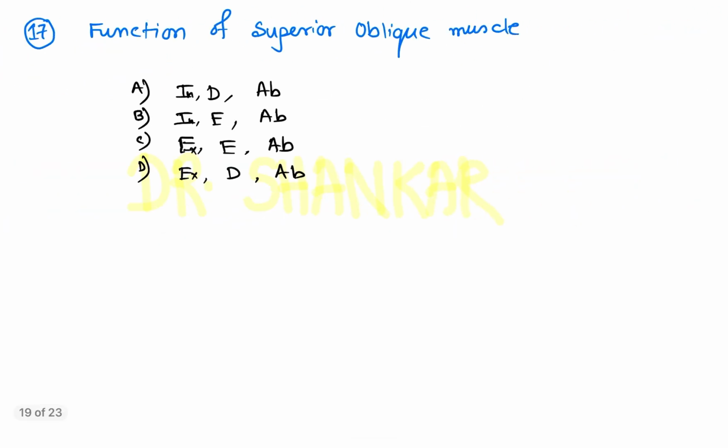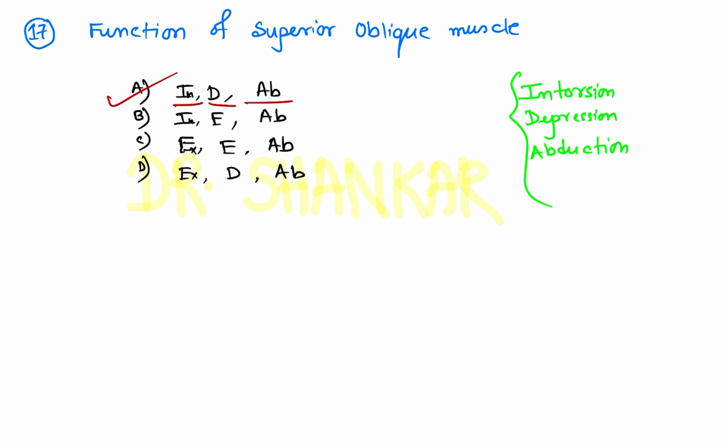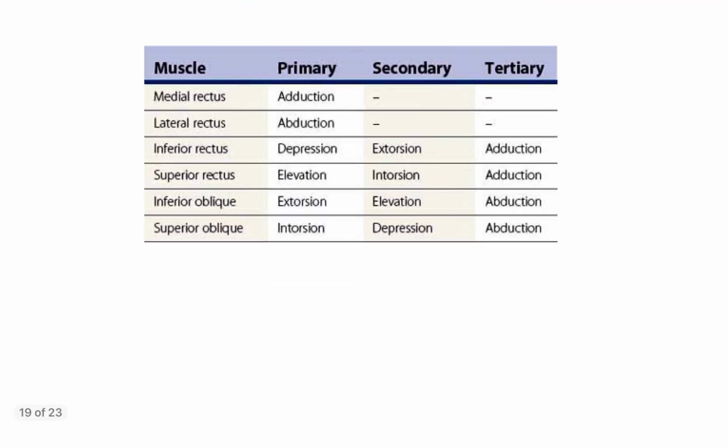Next, coming to question number 17, function of superior oblique muscle. As all of you know, the function of superior oblique muscle is intorsion, then depression and abduction. Among the options, the right option is intorsion, depression and abduction. This is the right answer. So this is a very important question.